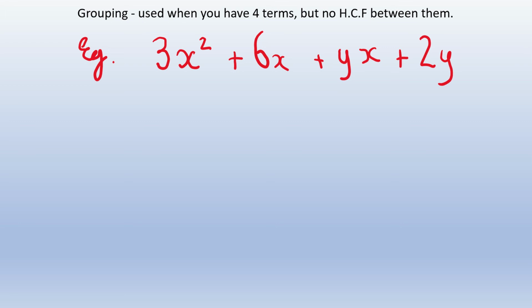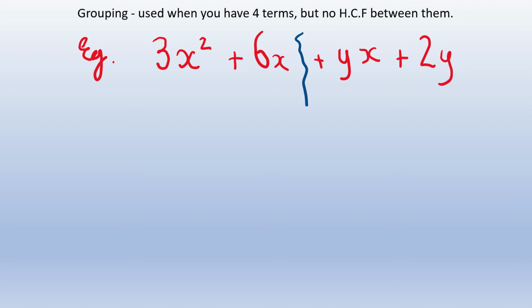We factorize by grouping when we have 4 terms but no highest common factor between all of those 4 terms. So in my example here, you'll notice that there's a couple of things in common between 2 or 3 of my terms, but nothing that's in common between all 4 of those. In this case, I'm going to split this up into 2 equations that I know how to solve.